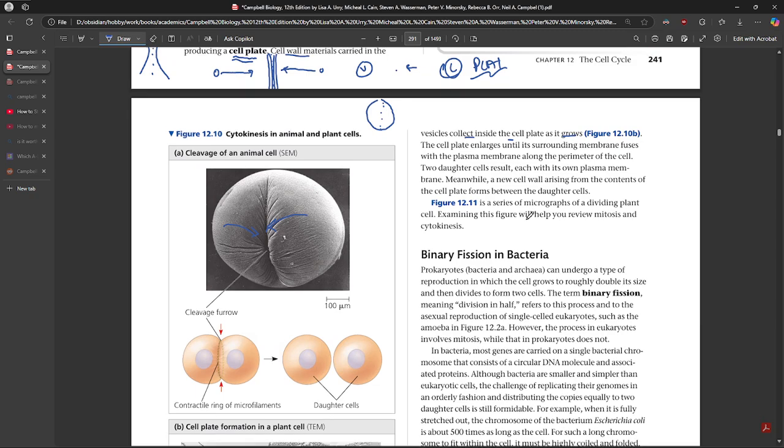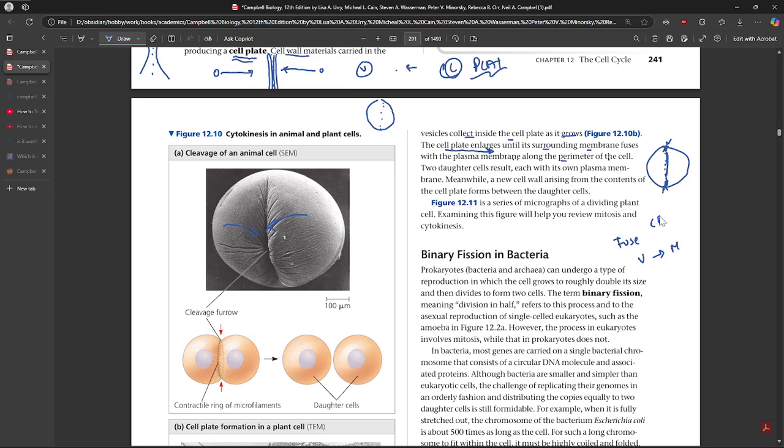Now the cell plate enlarges until its surrounding membrane fuses with the plasma membrane across the perimeter of the cell. So again, you have the cell plate forming in between. Eventually the cell plate becomes very strong. Eventually the cell plate starts fusing. This is where your vesicles will start interacting with the cell membrane in these two areas. When we say the word fuse, we always think of vesicles interacting with the membrane.